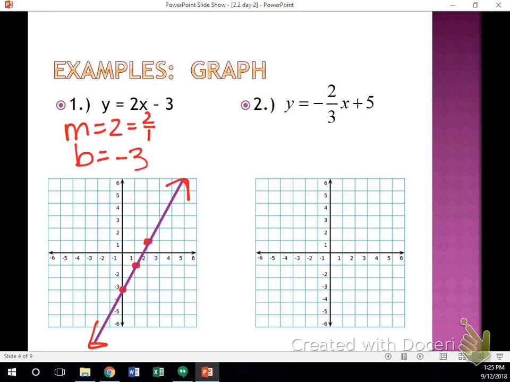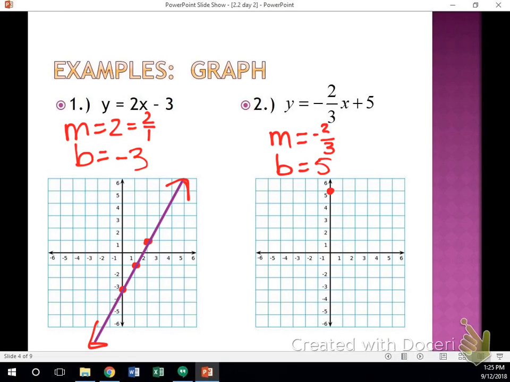On number 2, we start off identifying our slope and our y-intercept. Somebody that has not spoken to me today, tell me what my slope is. Negative 2/3. Okay, and what about my b or my y-intercept? 5. Okay, the steps. 1, start at the y-intercept, plot it on the y-axis. So I go up to a positive 5 on my y-axis, and I put a point.